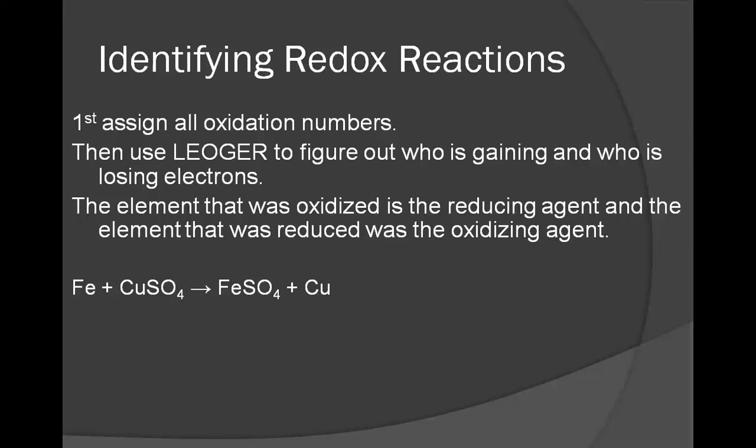Same idea on the other side here with iron. If you notice, iron is with sulfate now. Sulfate is -2, which means iron had to be +2.